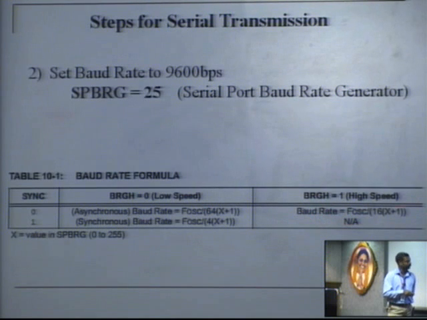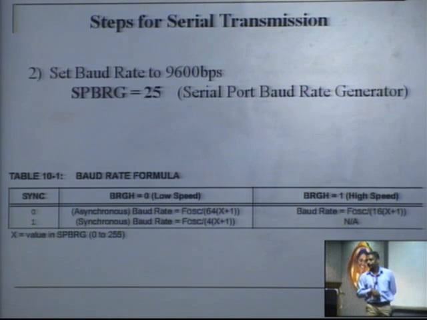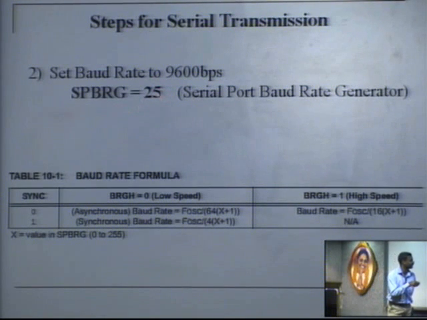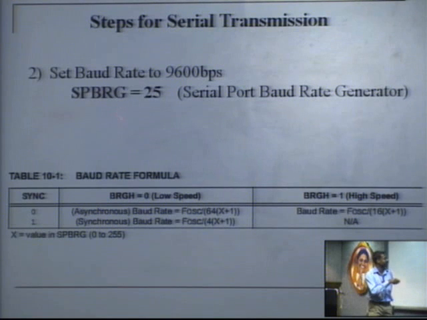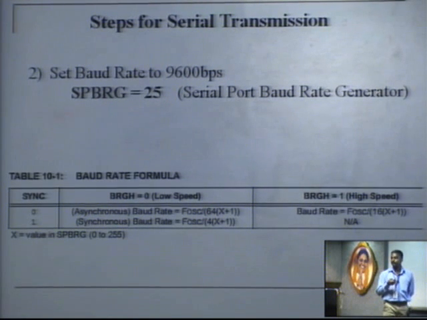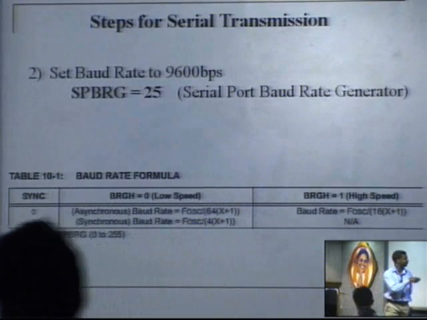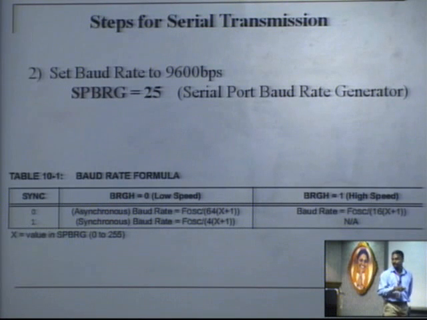So the baud rate will be 9600 and F oscillator will be 4 megahertz. When you substitute these two, you will get the value of x. This x is the value that is to be given to SPBRG, and since SPBRG is an 8-bit register, you can give only values from 0 to 255. When you substitute 9600 and 4 megahertz, you will get x as decimal 25. This 25 is the value to be written into SPBRG for getting baud rate 9600. So when you write decimal 25 into this register, your baud rate has been set to 9600. That was the second step. Now the baud rate is set and high speed transmission is set.